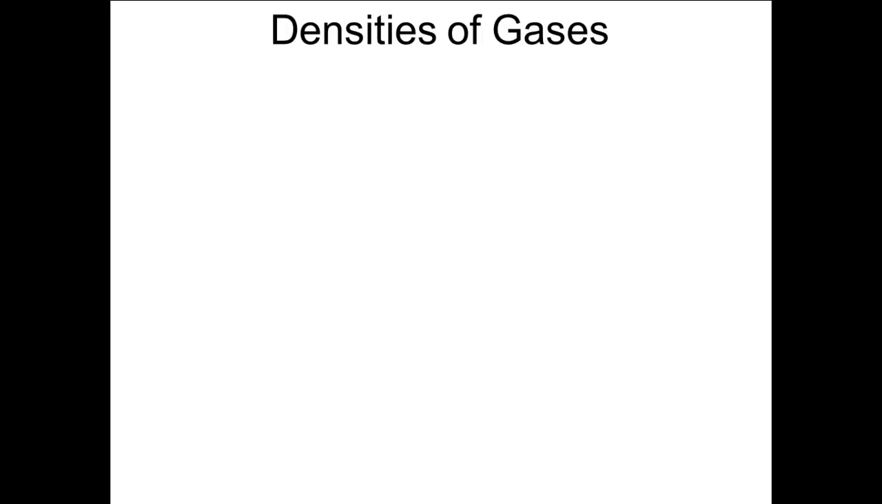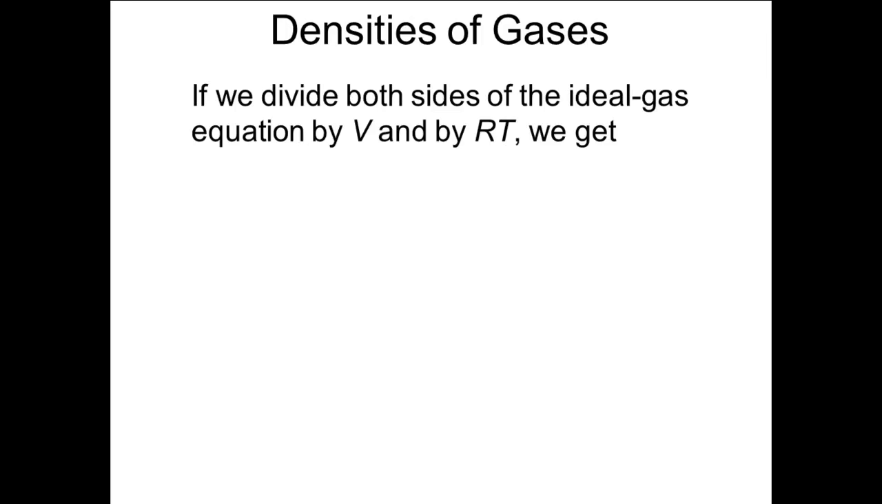As we have already seen, the densities of gases are much smaller than the densities of liquids and solids, and are easily changed by simply changing the pressure or volume of the gas you have. However, if we divide both sides of the ideal gas equation by V and by RT, we get N over V equals P over RT. While N over V is not the density, in gases the density is usually measured in grams per liter, it is something close to it, which is the concentration.